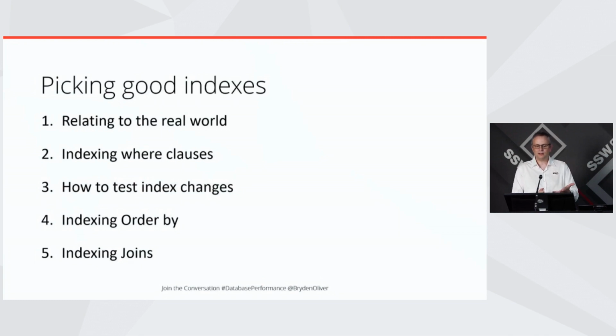The first step with picking good indexes is being able to relate things to the real world, to visualize what an index looks like and how it works. The second thing we'll have a look at is how we index where clauses. So when you're trying to constrain your select query, how we can write indexes to improve that. And then we'll look at how we can test our index changes, because that's critically important. And then how we can index order by and then indexing joins in our queries.